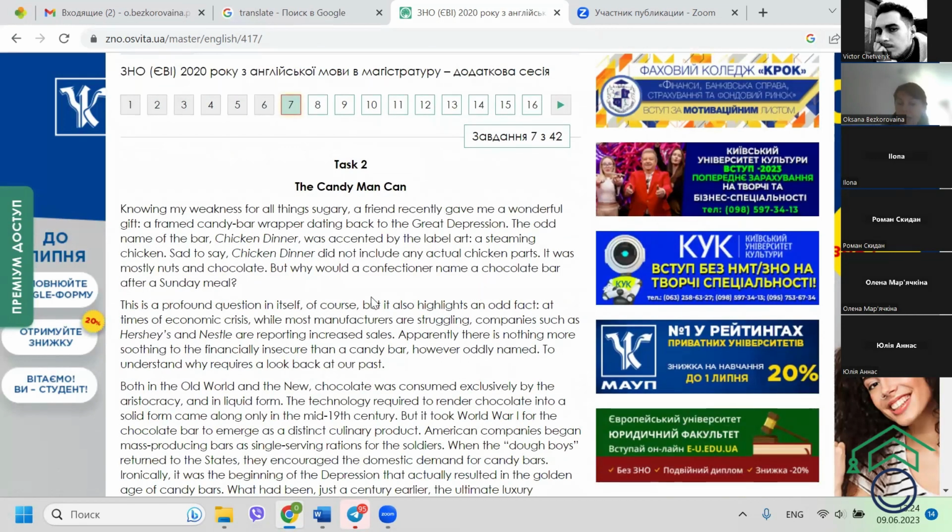Ну, давайте, окей, where is the key sentence? As the first question concerned paragraph 1, so the second question might concern paragraph 2. But where is the key sentence? Ні, в другому тут немає нічого про шоколад. Далі треба читати.